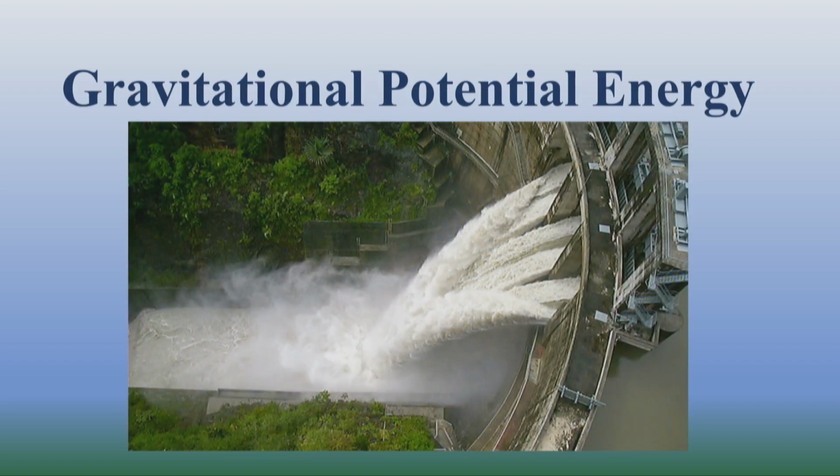Any mass kept above ground level possesses gravitational potential energy. This slide shows a huge mass of water well above ground level. This water therefore has a tremendous amount of gravitational potential energy. This gravitational potential energy can easily drive a hydropower station to produce electricity.